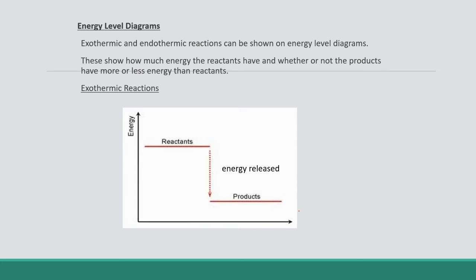So we can show this on an energy level diagram. And these show how much energy the reactants have and whether or not the products have more or less energy than the reactants. So in an exothermic reaction, the reactants here have more energy than the products here. So the difference is the energy released.